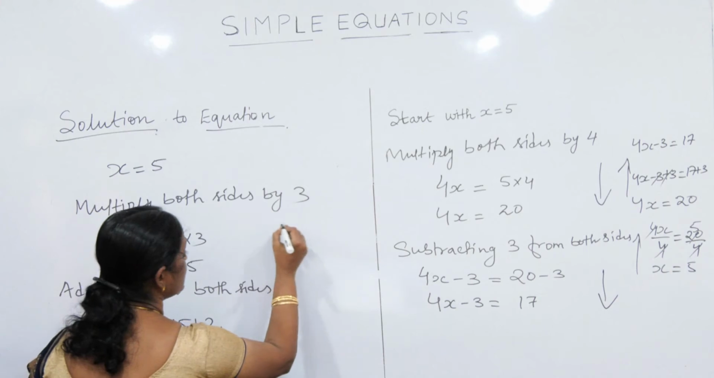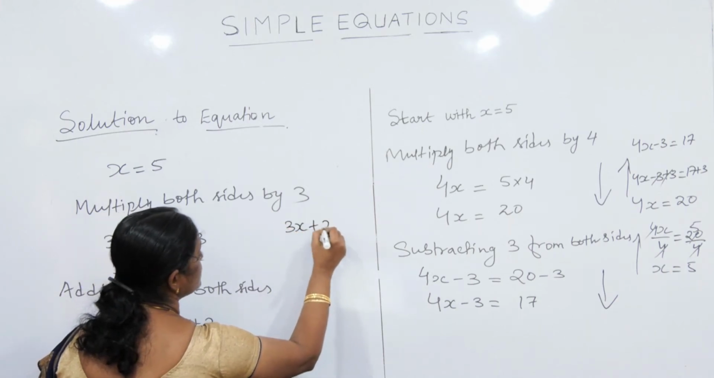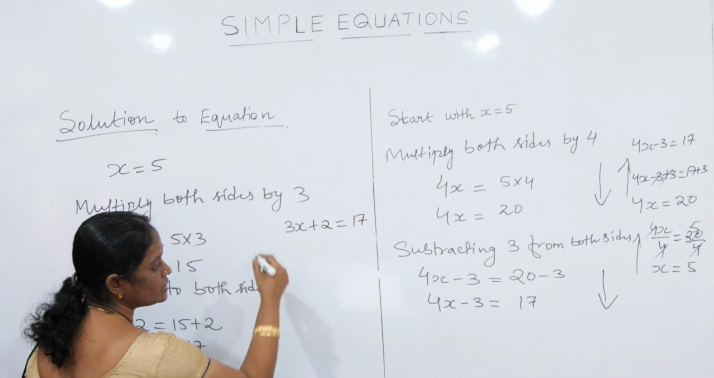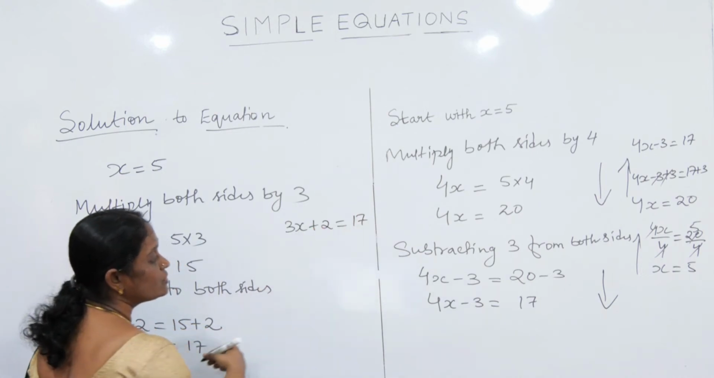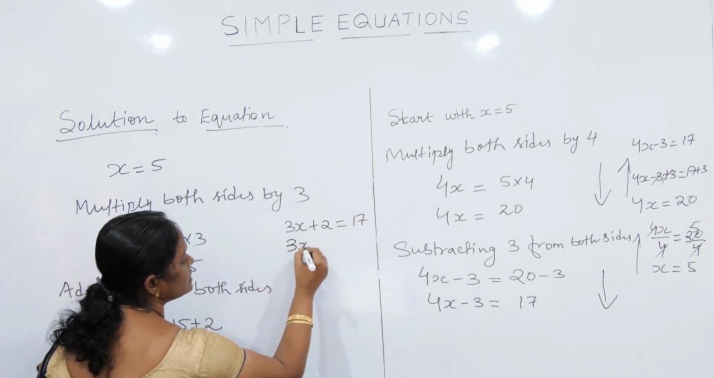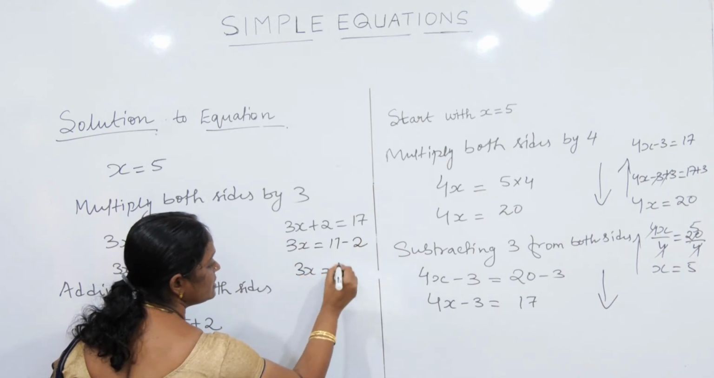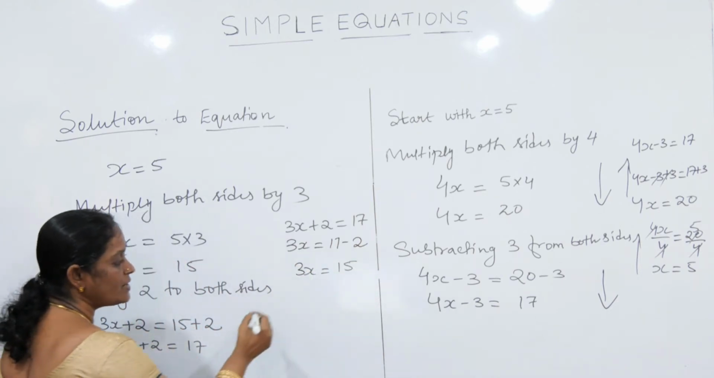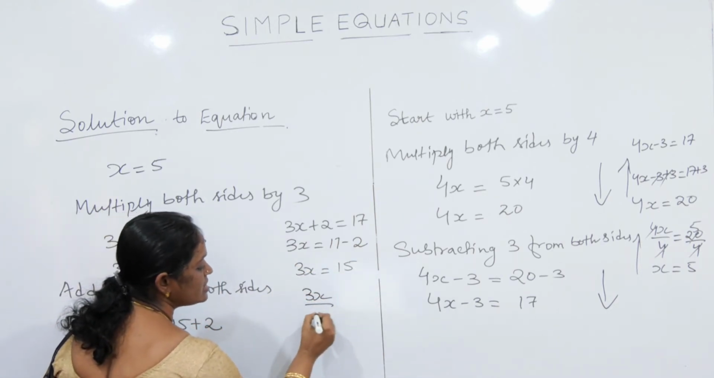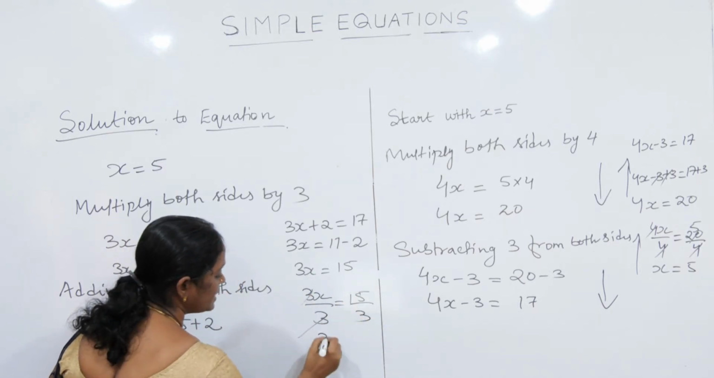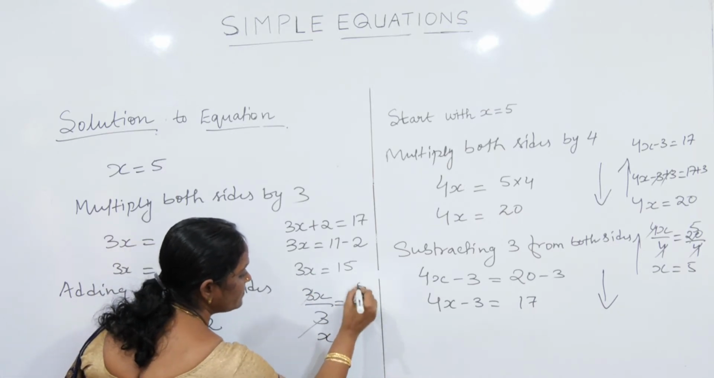So here we will take the equation 3x plus 2 is equal to 17. Now subtracting 2 from both sides or transposing it to the right hand side, that is 3x is equal to 17 minus 2, that is 3x is equal to 17 minus 2 is 15. Now dividing both sides by 3, 3x divided by 3 is equal to 15 by 3. Here 3 will get cancelled, x is equal to 5, since 3 5s are 15.